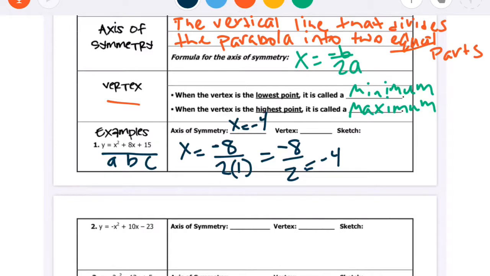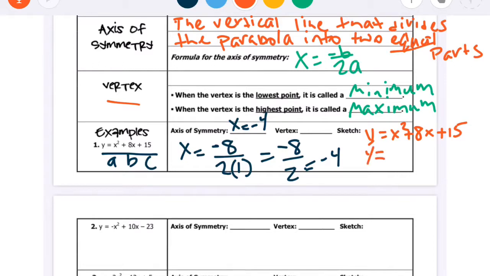If we want to take it a step further, we could also solve for the vertex. I'm not going to worry about the sketch here in this problem, but if we're solving for the vertex, I'm going to take my original equation. We know that x has to be negative 4. We just solved for that. The axis of symmetry, there's going to be a line going through negative 4 on the x-axis. So we know that the vertex is going to be at negative 4 on the x-axis. We just need to figure out where it crosses on the y-axis.